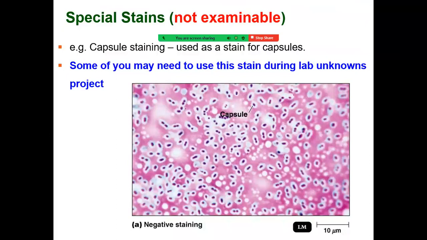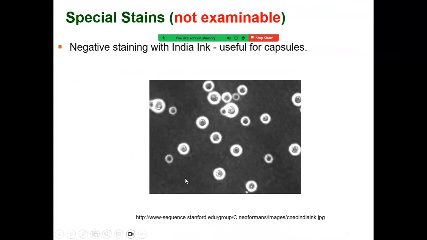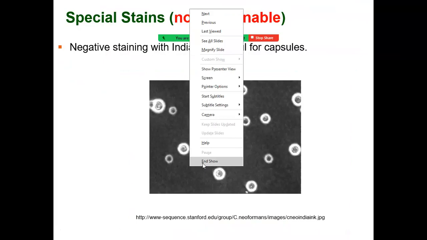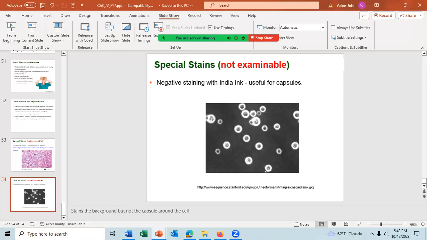Anyways, the capsule stain allows you to see the capsule because the capsule doesn't stain with the capsule stain, and the background and the cells do stain. Any question about any of that? All right, that's the special stains.